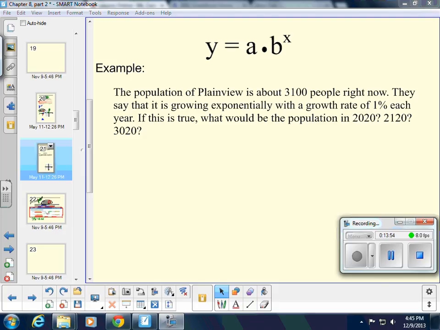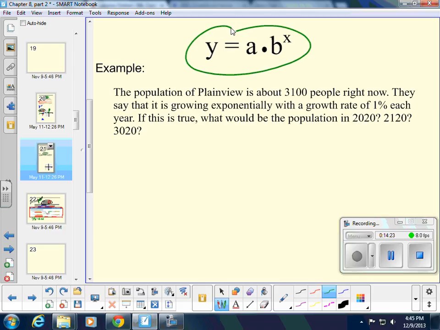So here's an example of a problem that talks about population growth, a problem where we might use an exponential growth equation, something like this. It says the population of Plainview is about 3,100 people right now. They say that the population is growing exponentially with a growth rate of about 1% each year. So if this is true, what would be the population in 2020, or in 2120, or in 3020, any of those years? So we could set this up with some kind of exponential growth equation.